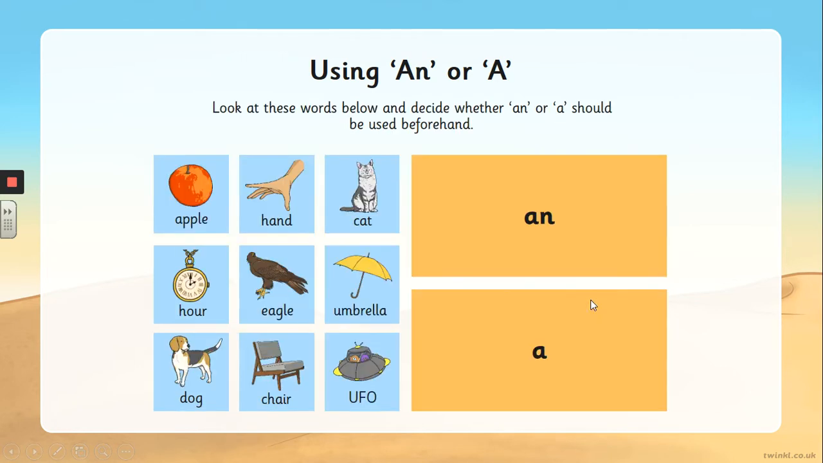So let's have a look. Your task now will be to pause in a few moments so that you can have a look and sort these groups of nouns into a or an. So you might want to write a table.